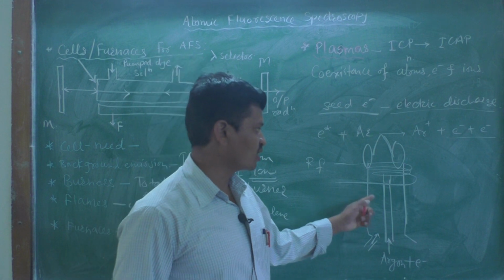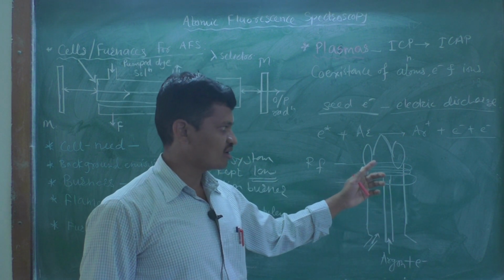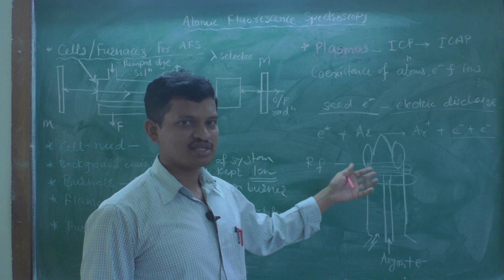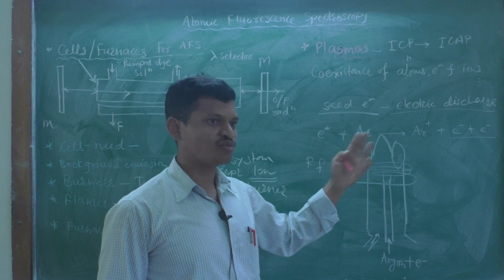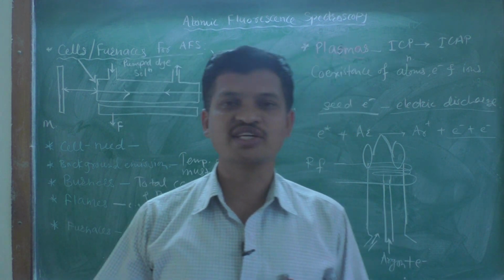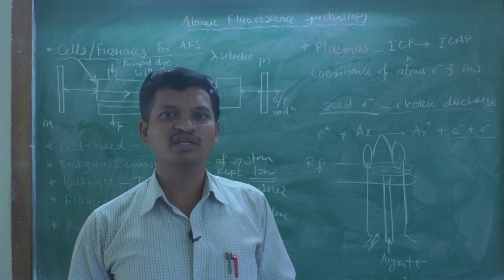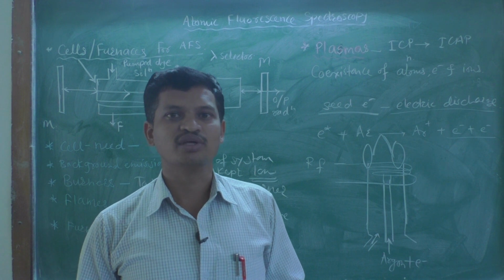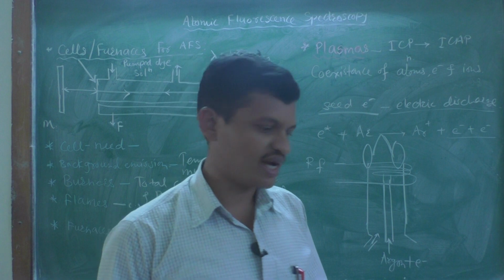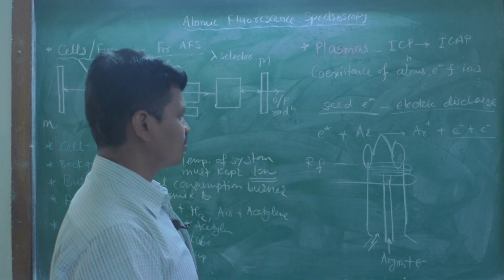So when the argon gas is excited, while falling down to the ground state, it emits radiation at particular wavelengths, and hence it can be used as a source of electromagnetic radiation. Okay, so this is all about plasma.